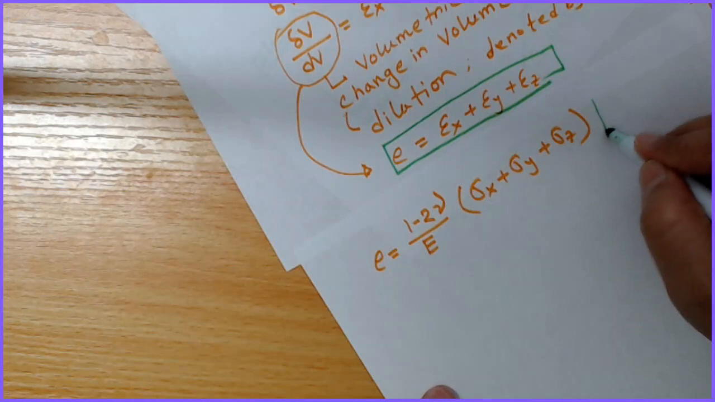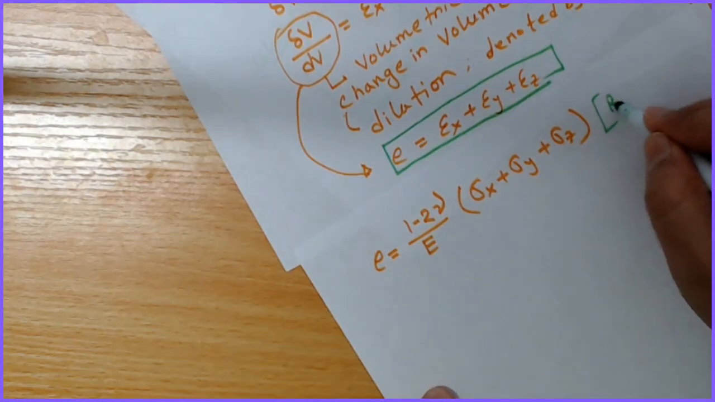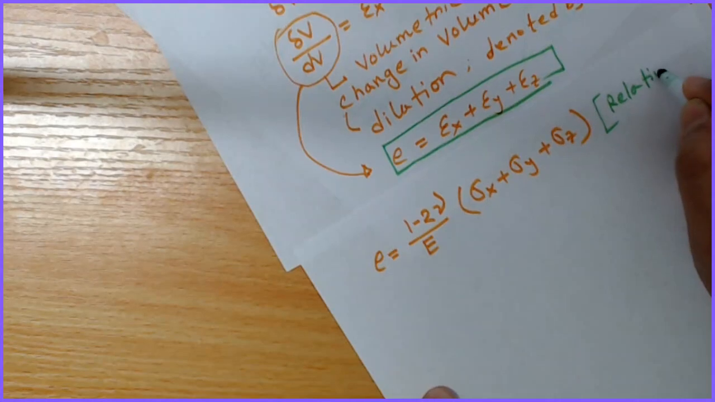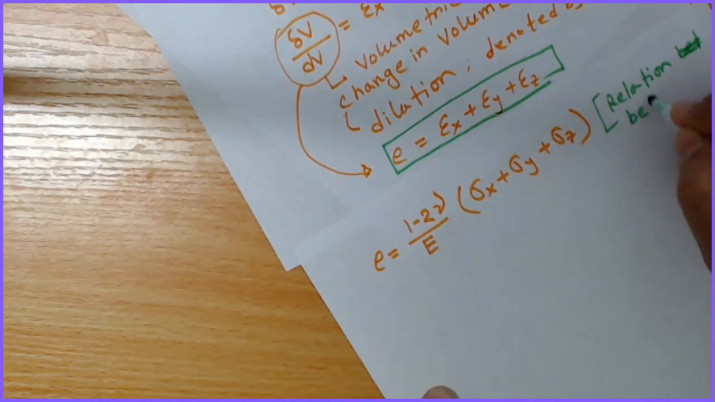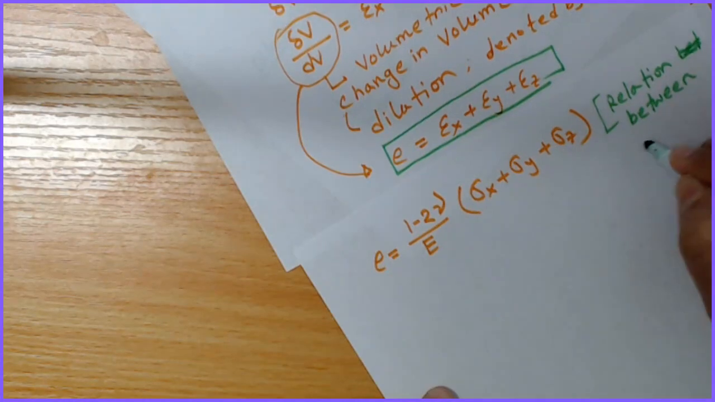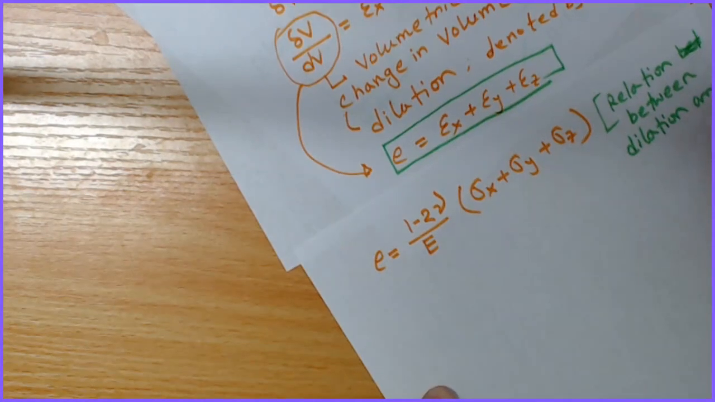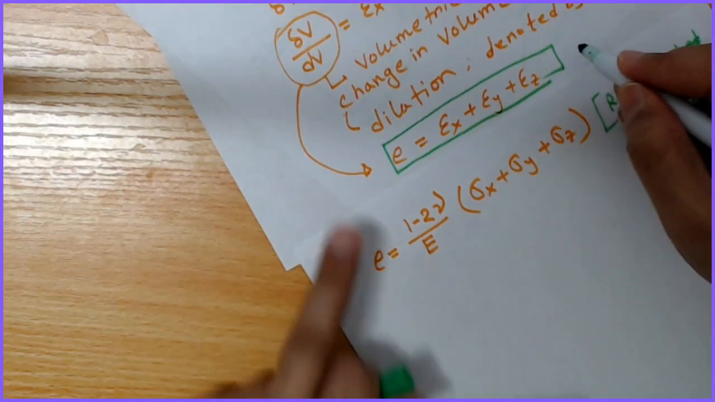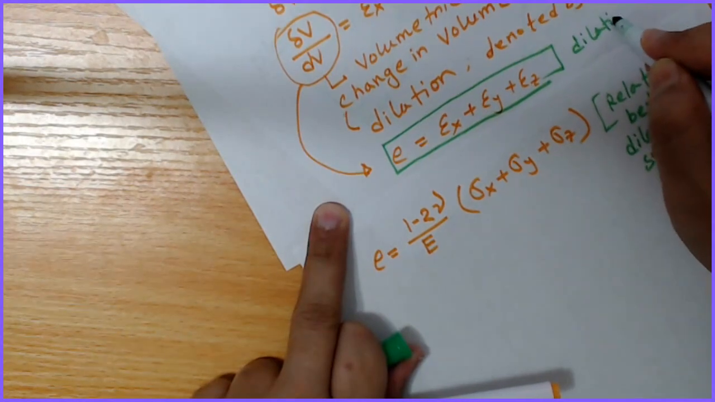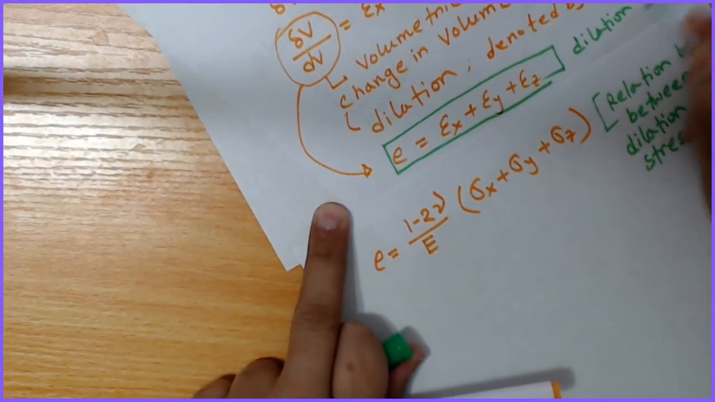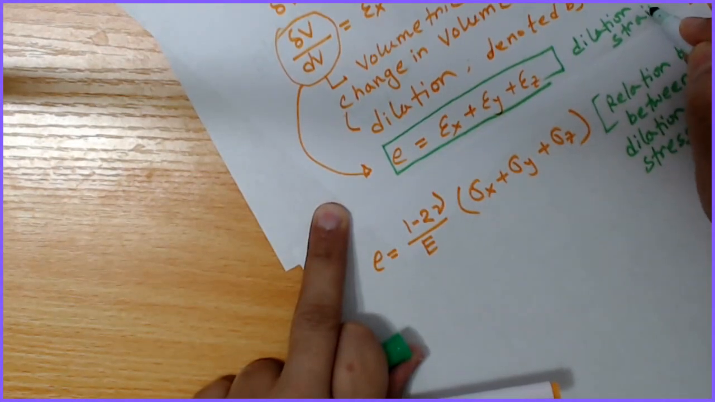So this is actually the relation between dilation and stresses, and the earlier formula is the correlation between dilation and strain. Okay.